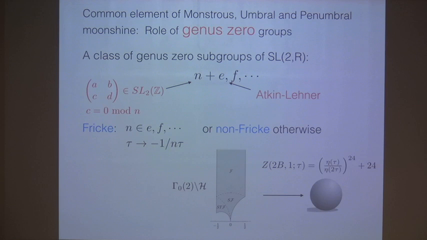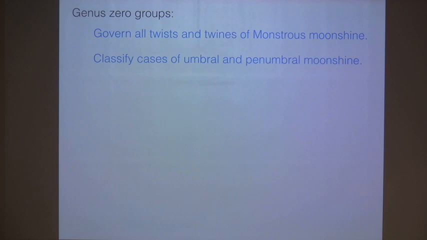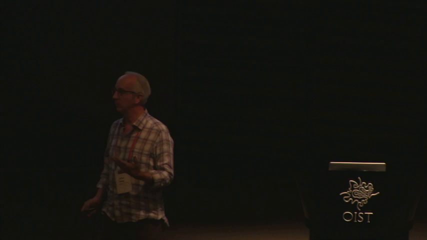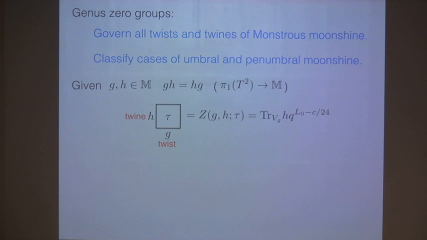So these groups govern all the twists and twines, which I'll define, that appear in monstrous moonshine. And they also classify the cases of umbral and penumbral moonshine. So in monstrous moonshine, this is a conformal field theory, c equals 24, no dimension 1 operators, 196883 primary dimension 2 operators plus the stress tensor.